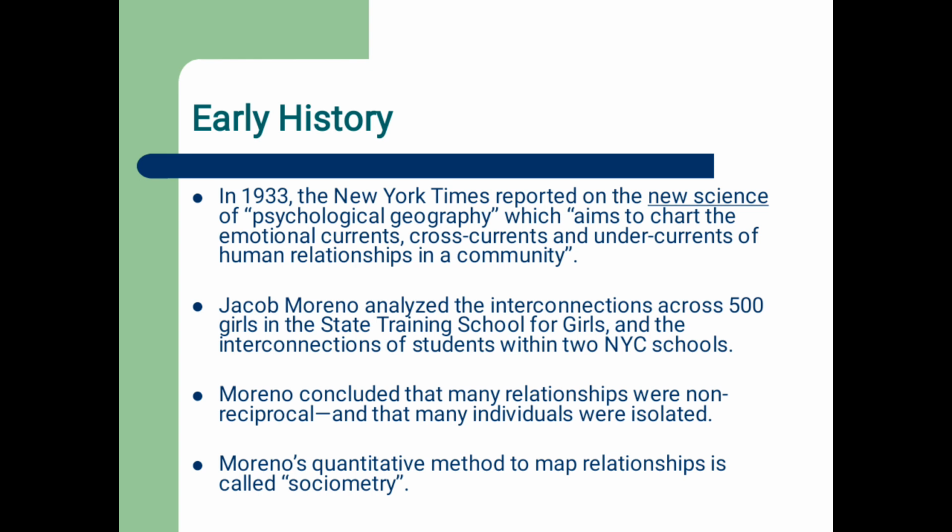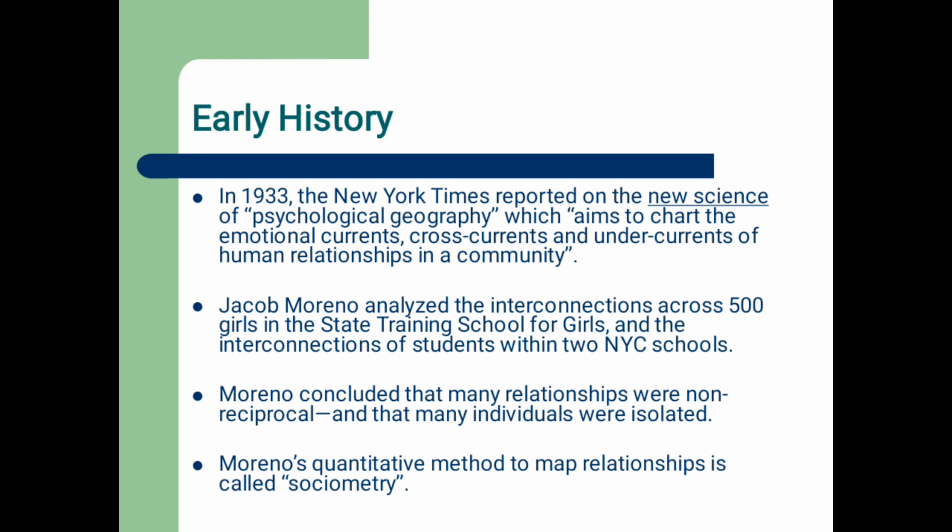In 1933, the New York Times reported on the new science of psychological geography, which aims to chart the emotional currents, cross currents, and undercurrents of human relationships in a community.